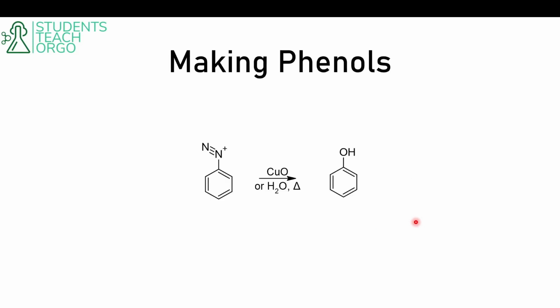We can also make phenols this way, and there are two methods for this. The first one is kind of similar to the Sandmeyer reaction. We're using copper and oxygen, so this copper oxide here. That will replace the N2+ with an OH. Or if we don't want to do that method, we can also use just water and treat the solution with heat, and that will replace the diazonium with an alcohol as well. So two methods for this one.